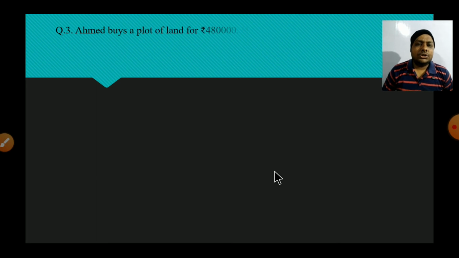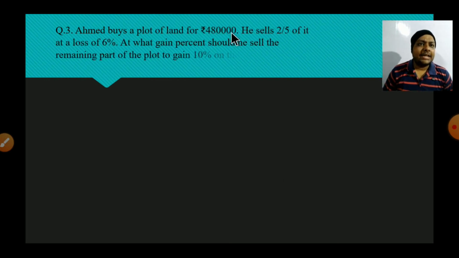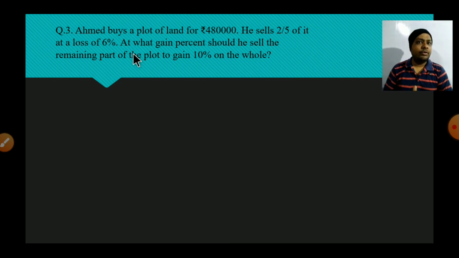Now this question is that Ahmad buys a plot of land for rupees 4,80,000. This plot, it means we can say a total plot is purchased by Ahmad in rupees 4,80,000, but he sells only 2 by 5 of it and at a loss of 6%. So at first we will find CP of 2 by 5 parts and then SP of 2 by 5 parts, and we will find the loss on it. Okay, let's see.